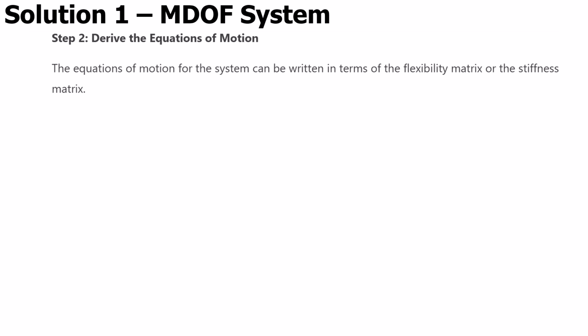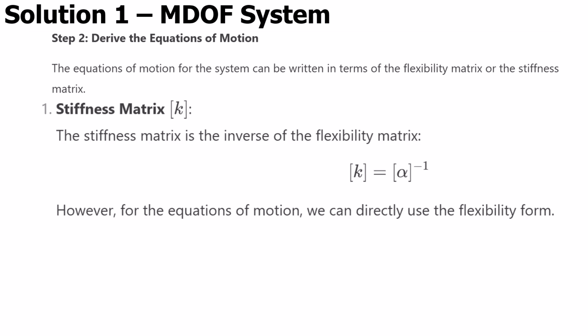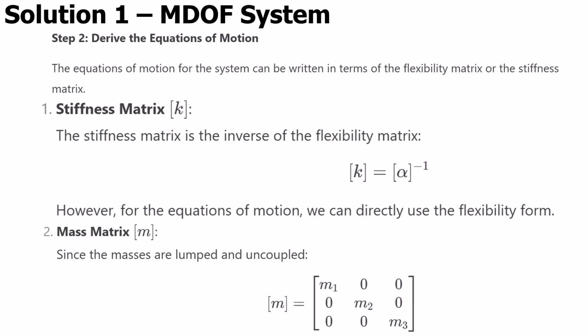The next step is to derive the equations of motion, and the equations of motion for the system can be written in terms of the flexibility matrix or the stiffness matrix. Now the stiffness matrix is the inverse of the flexibility matrix. However, for equations of motion, we can directly use the flexibility form. The mass matrix, M, since the masses are lumped and uncoupled, that is how we get the mass matrix. Notice the symmetry, and that is an indication of how reciprocity works.